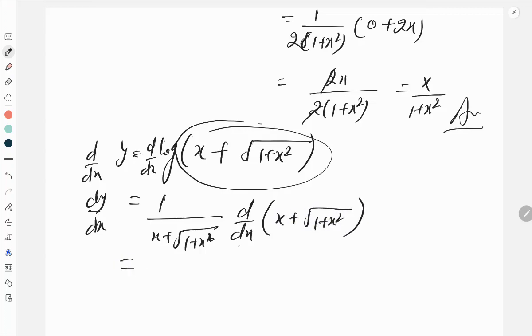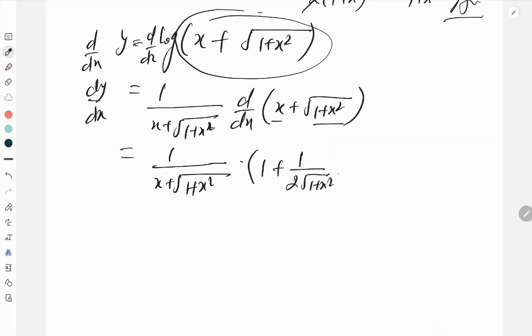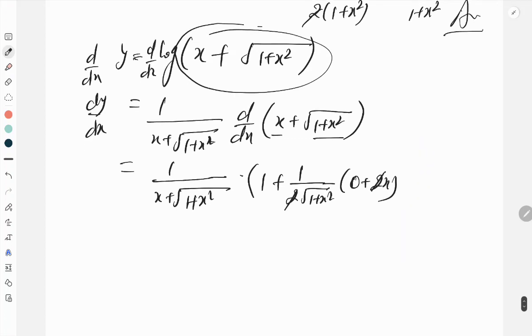So the derivative of the first function plus the second function will be separated: 1 upon x plus under root 1 plus x square, times dy by dx of the first, the x derivative, you know, is 1, plus dy by dx of this one: 1 upon 2 under root 1 plus x square, and again the derivative of 1 plus x square is 0 plus 2x. This 2 cancels here, and you got your answer.